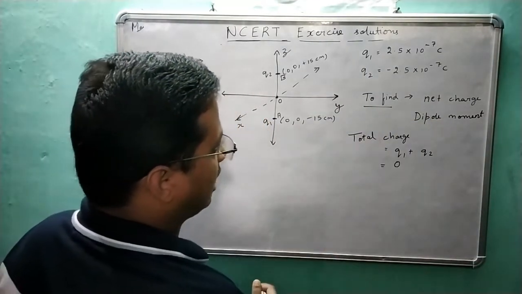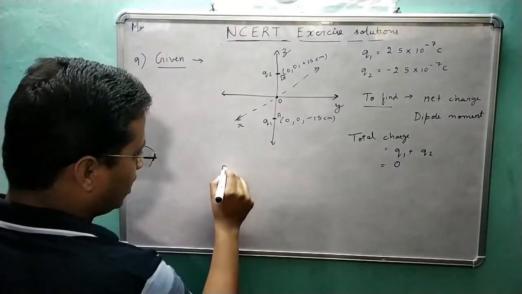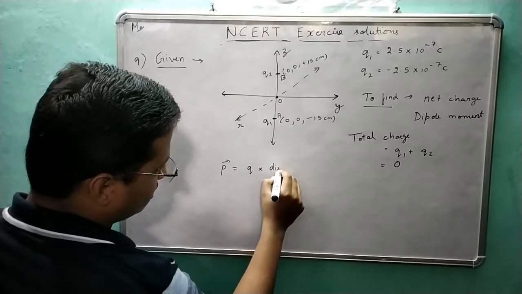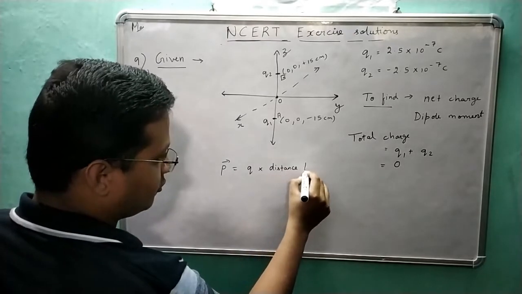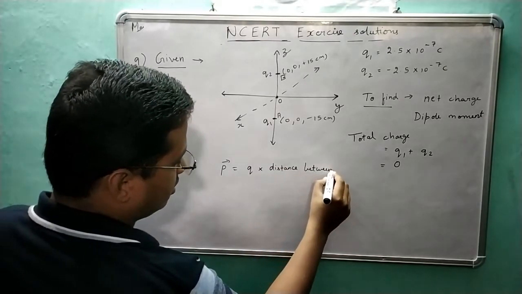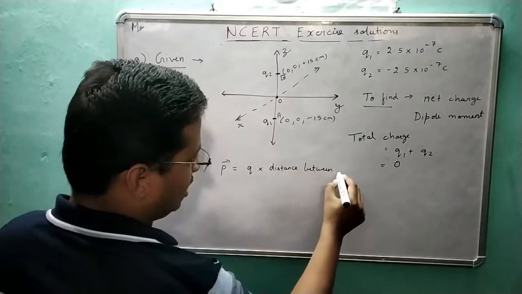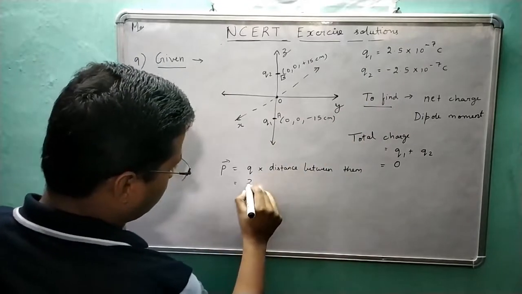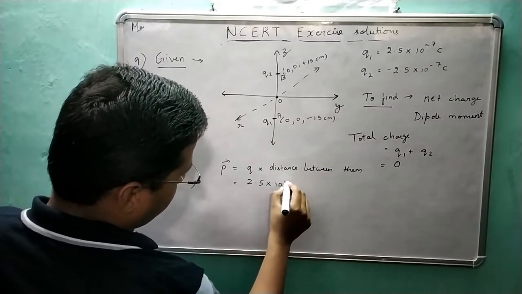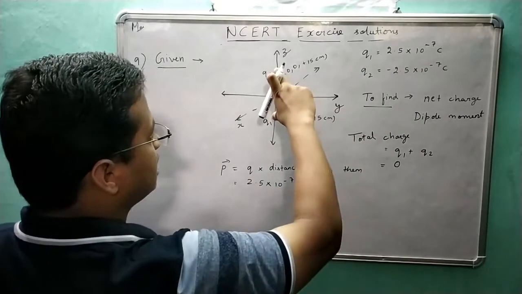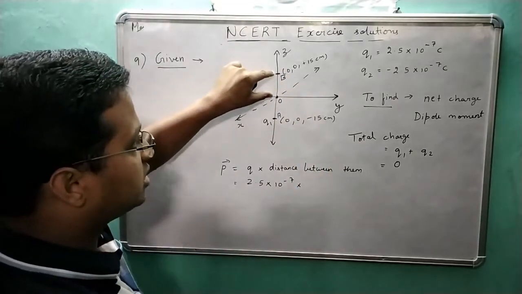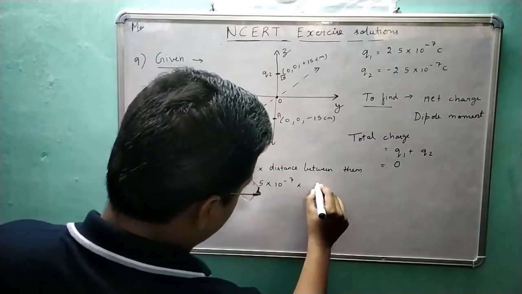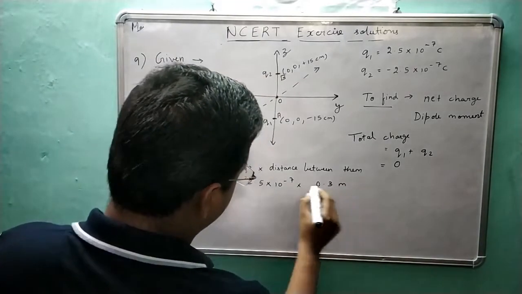Next, we have to find the dipole moment. Dipole moment is given by P is equal to charge into distance between them. So it is the product of any one charge and the distance between the two charges. So take any one charge, 2.5 into 10 to the power minus 7, and the distance between them is, if this much is 15 centimeter, this is also 15, so total distance is 30 centimeter or 0.3 meter.